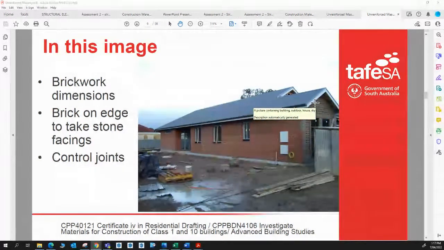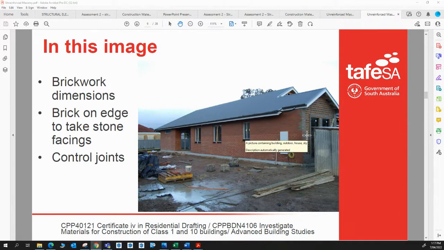So if you tip your bricks on their edge, you can actually get a lot more vertical height of wall by tipping your bricks on the edge. But it's certainly not a common practice, unless of course you're doing something like stone facings or render, whereby if you tip your bricks on the edge like this and have those extruded cores facing out, it gives something for the adhesive or any render to key into.